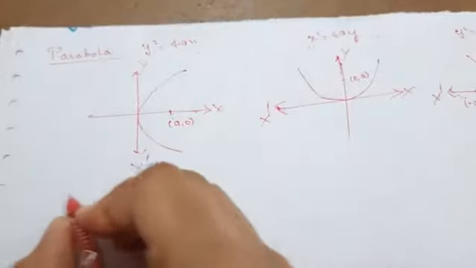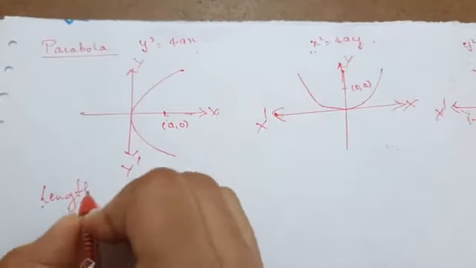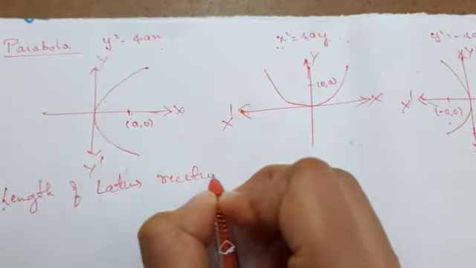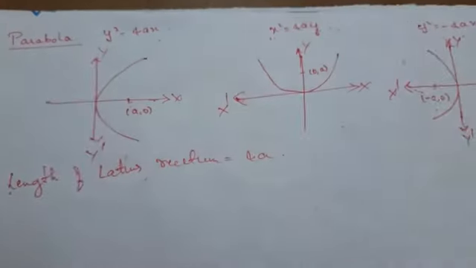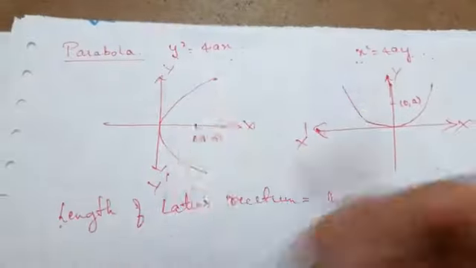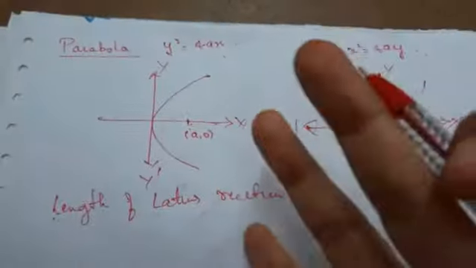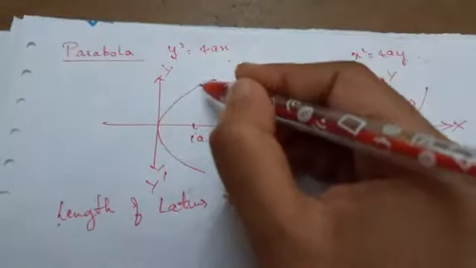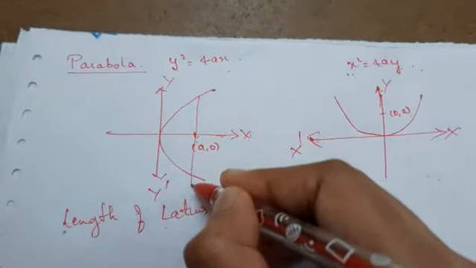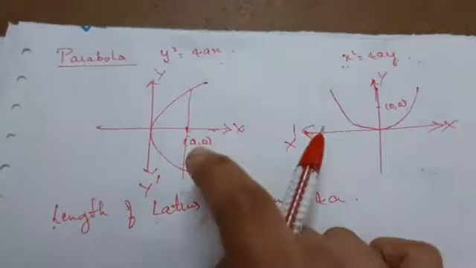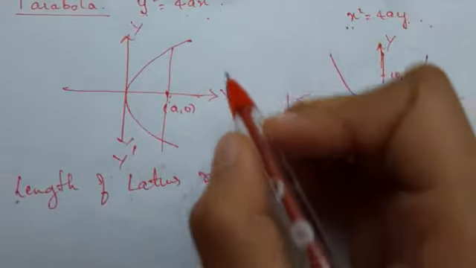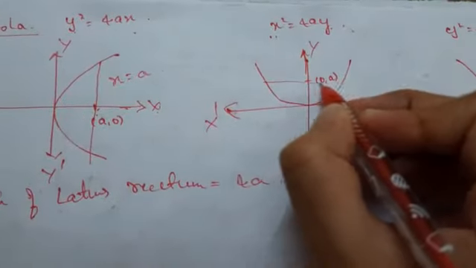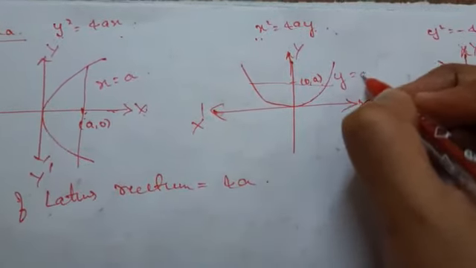In all the 4 cases, the length of the latus rectum is equal to 4a. But what is the equation of the latus rectum? It is a line which is passing through the focus and perpendicular to the axis. So what is the equation of this one? In the first case the equation of the latus rectum is x is equal to a, and here the equation of the latus rectum is y is equal to a.